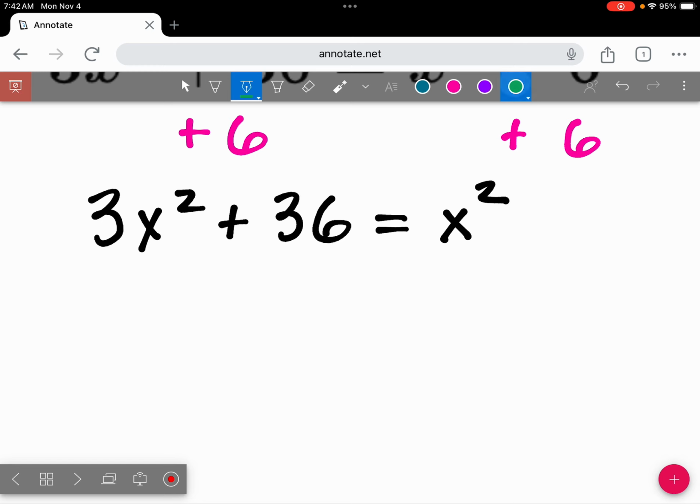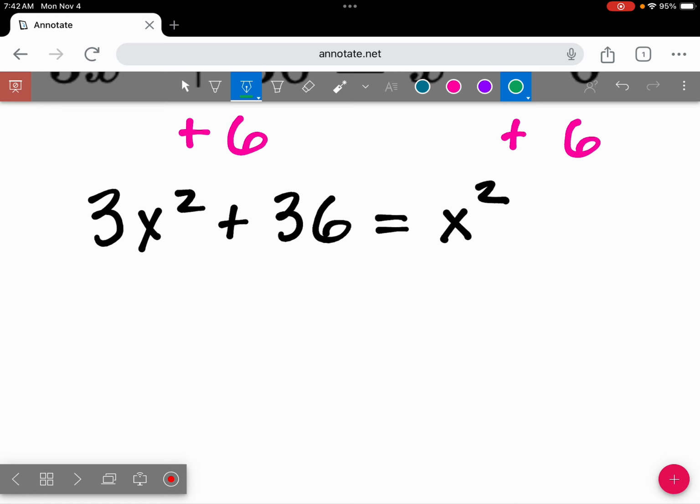Can you combine like terms with x squared? Be more specific. She took the 6 and put it on this side, and then she's going to take it away again. There are so many ways. Can you combine like terms with the x squared and the 3x squared? They're on separate sides of an equal sign. So what do I need to do?